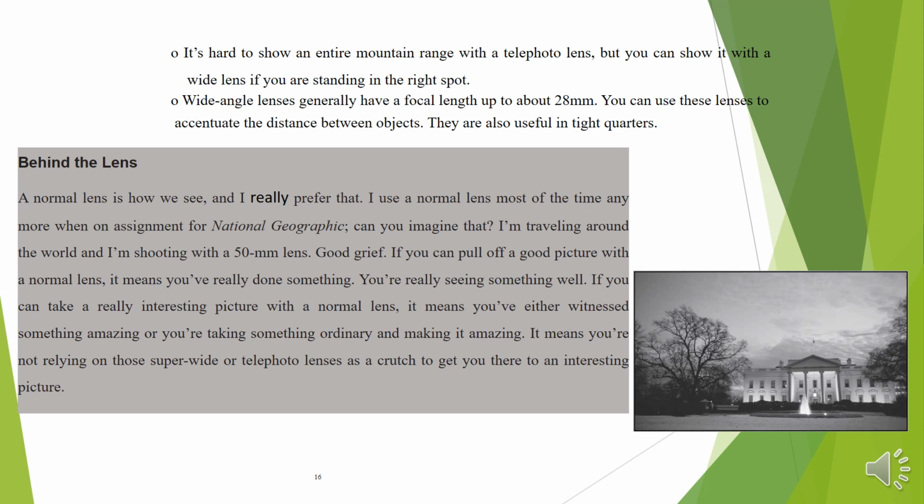If you can take a really interesting picture with a normal lens, it means you have either witnessed something amazing or you are taking something ordinary and making it amazing. It means you are not relying on those super wide or telephoto lenses as a crutch to get you to an interesting picture.